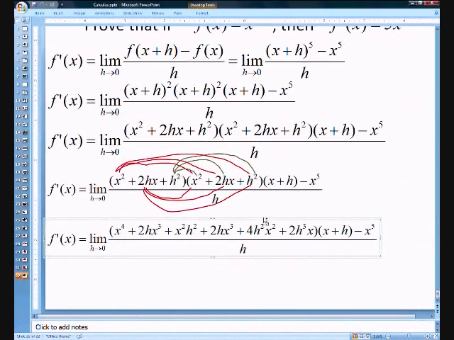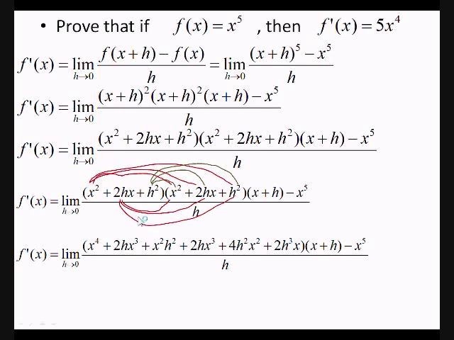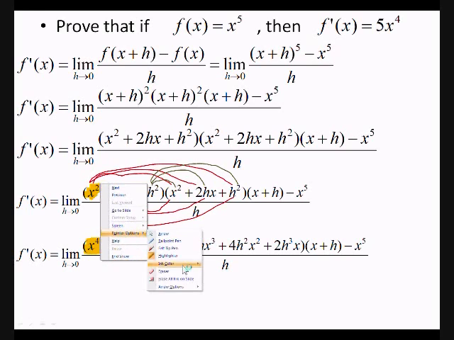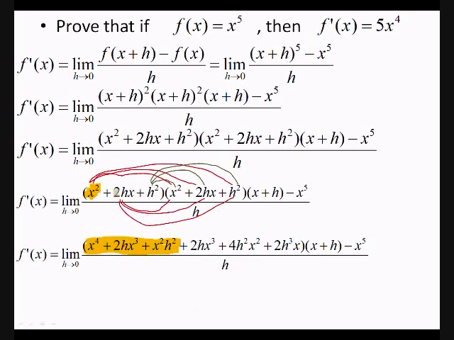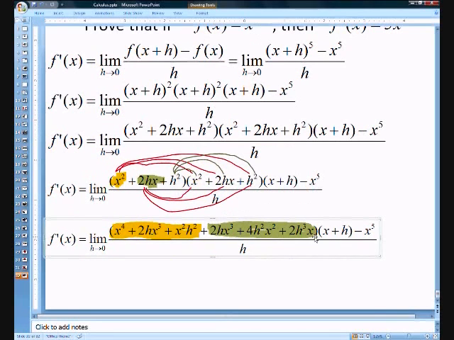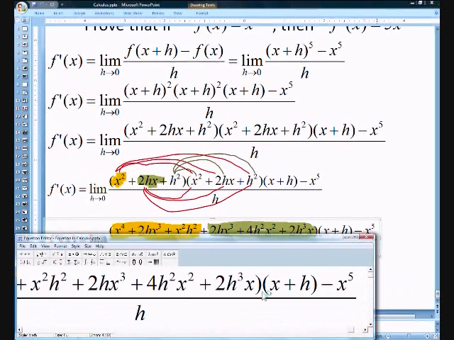So to help me keep track of what I'm doing, let me employ my highlighter. So this x squared gave us these first three terms. Now let me make the ink green. This 2hx gave me these next three terms. Okay, so now we can move on to our next group.